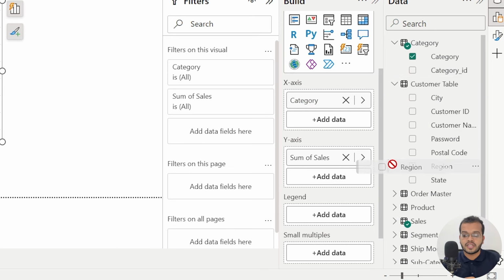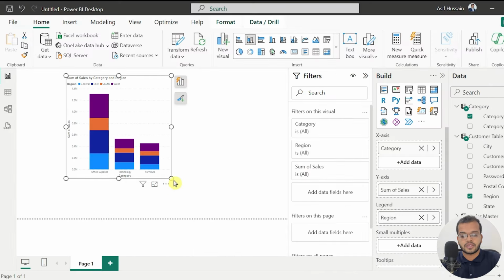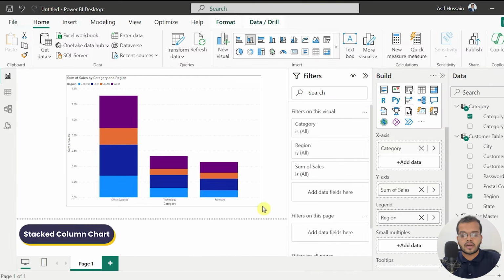So for that I'm choosing region in the legend. Once I add the legend, I am getting the values here. Okay, so this is my stacked column chart.